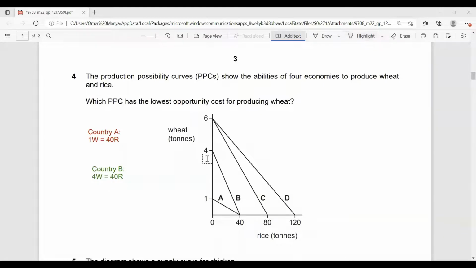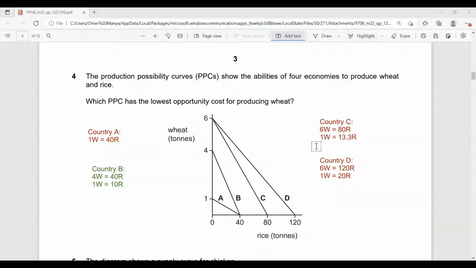On the other hand, country B, they can either make 4 tons of wheat or they can produce 40 tons of rice. So here's the opportunity cost. 4 units of wheat is equal to 40 units of rice, which means that 1 unit of wheat is equal to 10 units of rice. Every time they decide to make 1 unit of wheat, the opportunity cost is 10 units of rice.